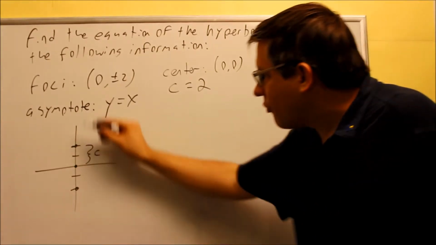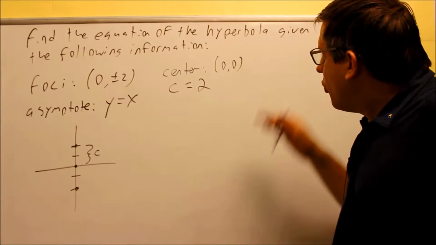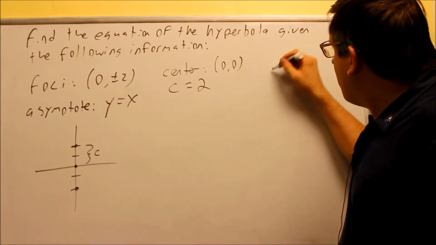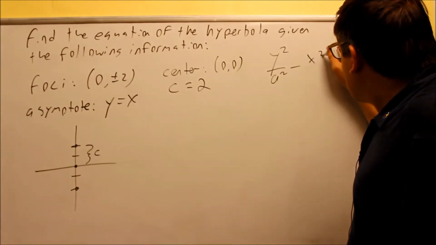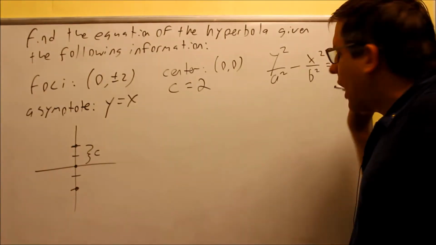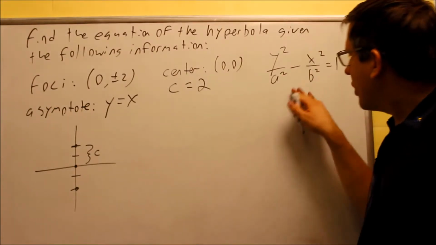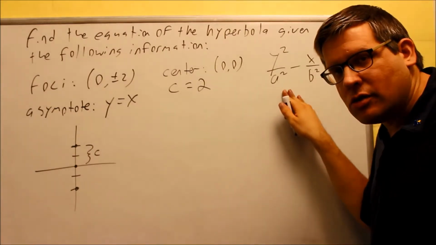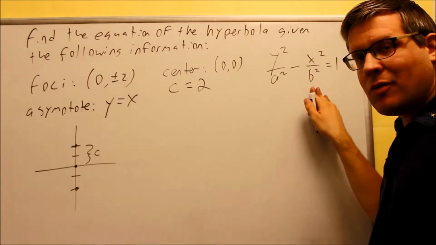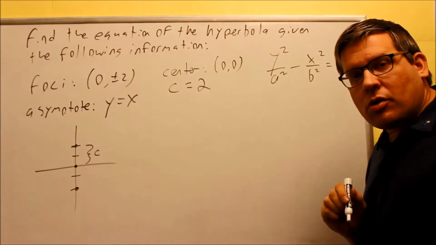Now, I don't have any other information provided here. I don't know my a and I don't know my b. We need to know that because when we look at the formula, this is the formula that we're going to use for our base formula. This is the one for a hyperbola centered at (0, 0) that opens up and down. That's our base formula that eventually we're going to plug our answers into. But we have to know a and b. In this case, I only know c.